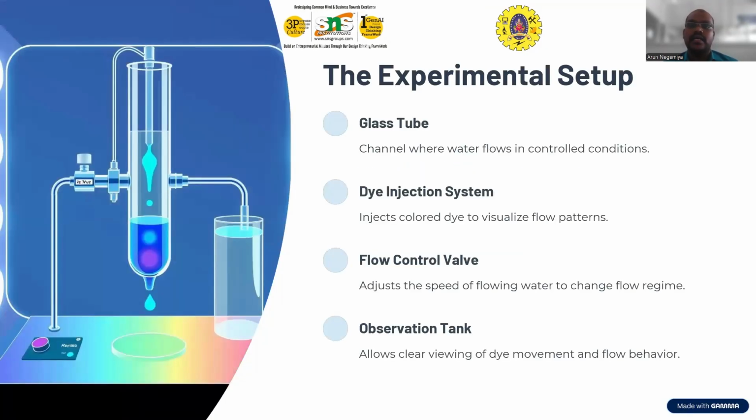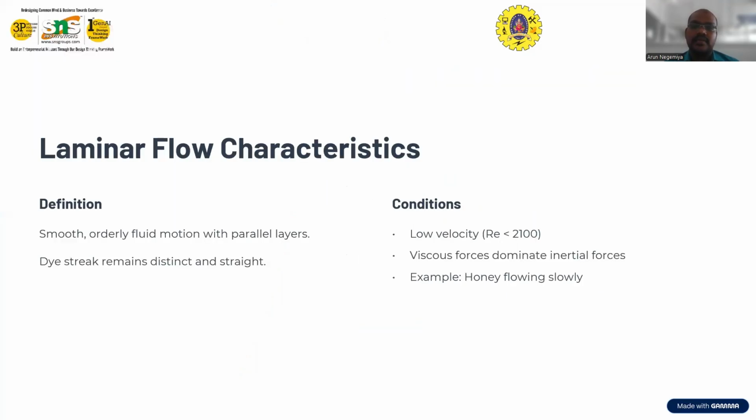So in that experiment, we are taking the following setups: first one is a glass tube, next one is a dye injection system, the third one is a flow control valve, and the last one is an observation tank. Before entering into this topic, what is meant by laminar flow?